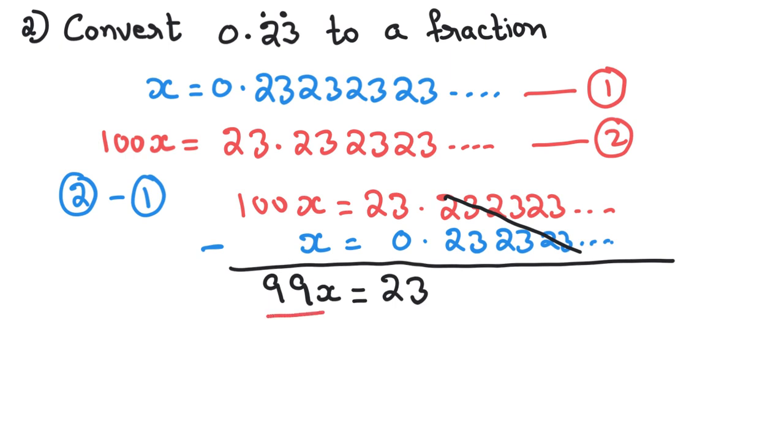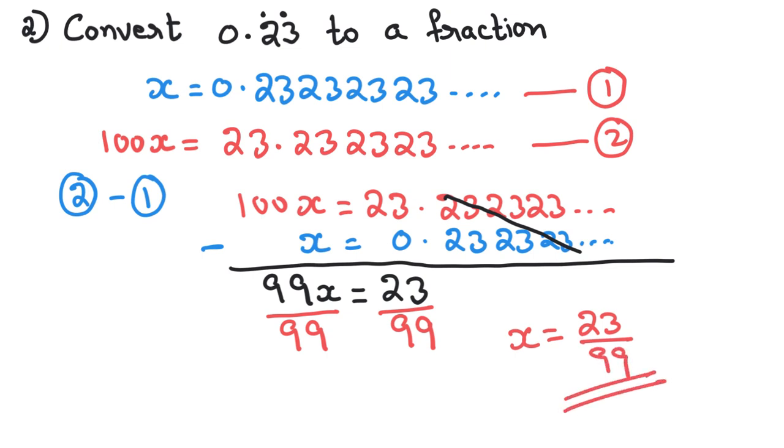Now what do we do? We want to find x. So divide by 99 on both sides. So what do we get? x is equal to 23 over 99. Now do you understand how to change a recurring decimal to a fraction? Great going.